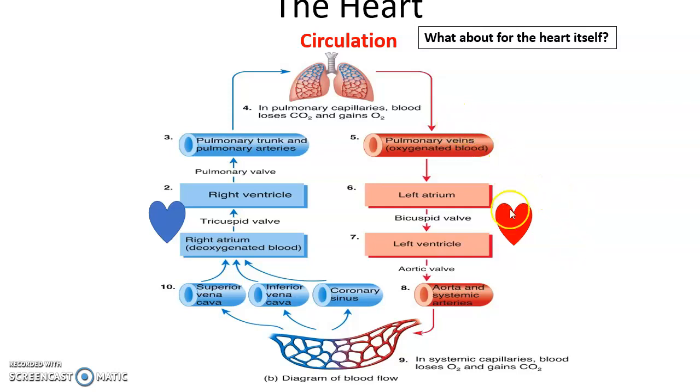So we've got the systemic circulation for the body as a whole. We've got the pulmonary circulation for getting the oxygen we need. What about the heart itself? Doesn't the heart need its own oxygen? It is a living organ after all.